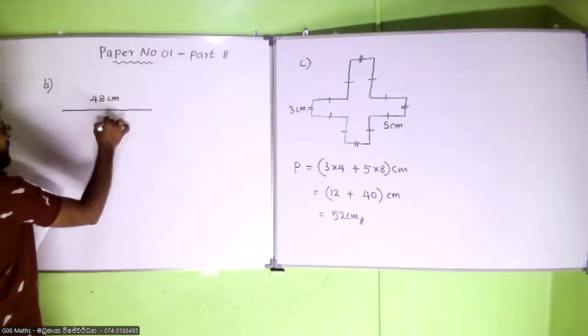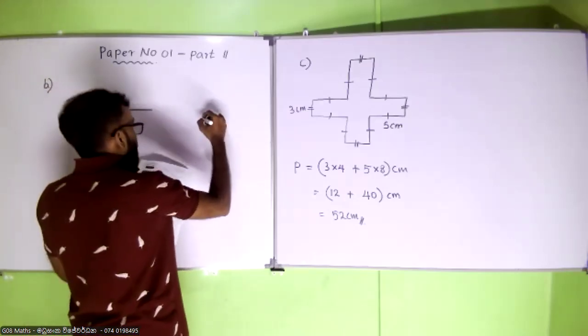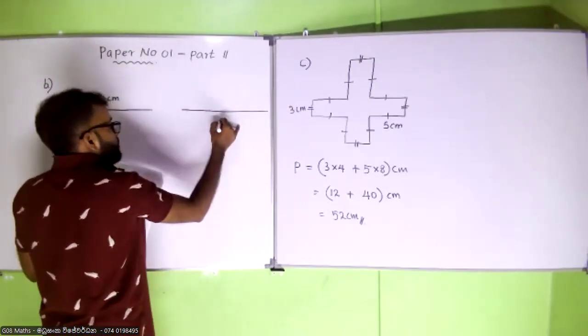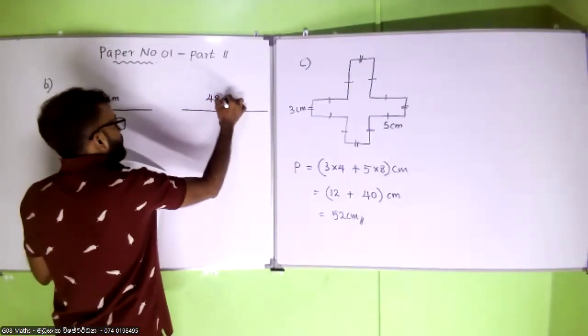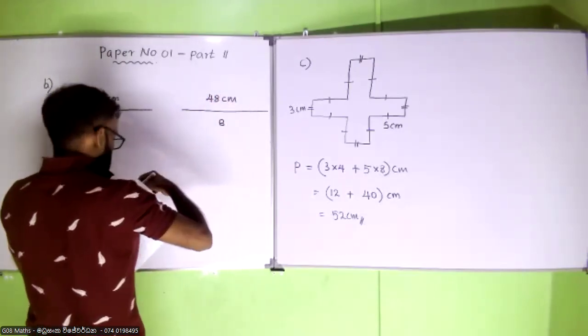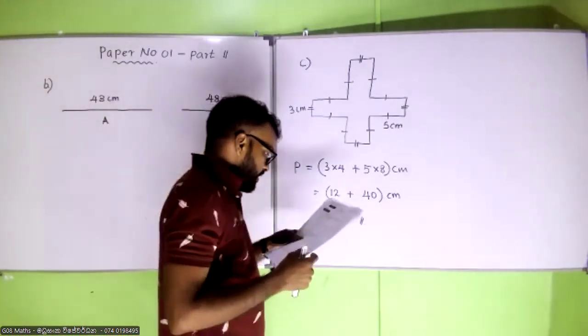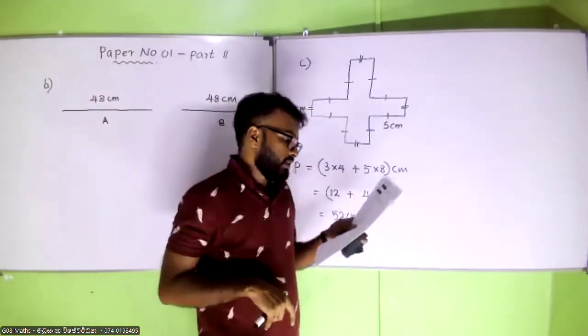So this is wire A. And this is the other wire that is called B. And it is 48 centimeters also. A and B are parts of metallic wire with equal lengths of 48 centimeters.